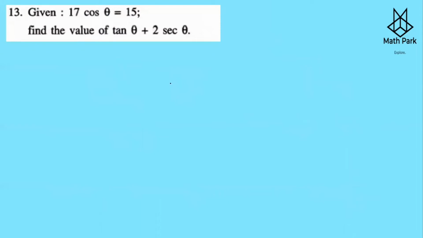Question number 13. If 17 cos theta is equal to 15, find the value of tan theta plus 2 sec theta. So cos theta is equal to 15 upon 17. So let us draw a right triangle where theta is an acute angle. So cos theta is adjacent upon hypotenuse. So this will take as 15x. This is as 17x.